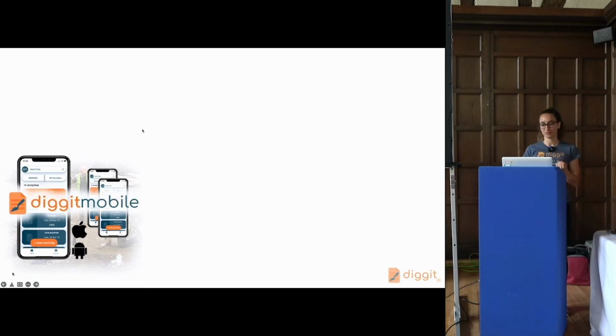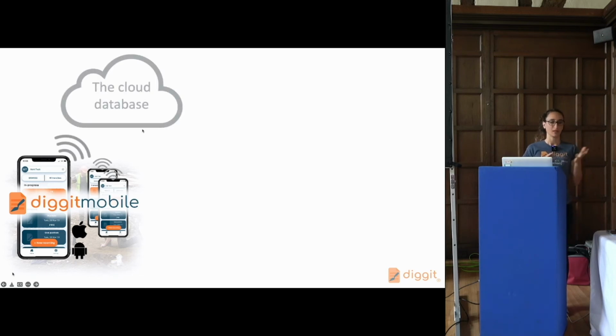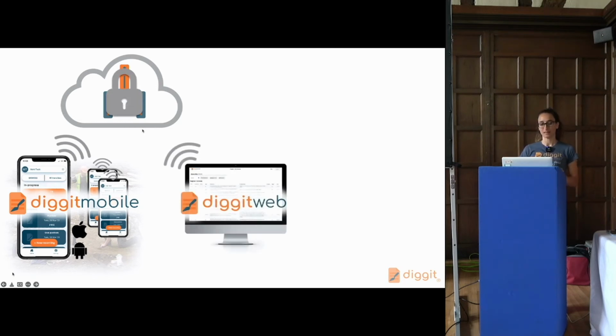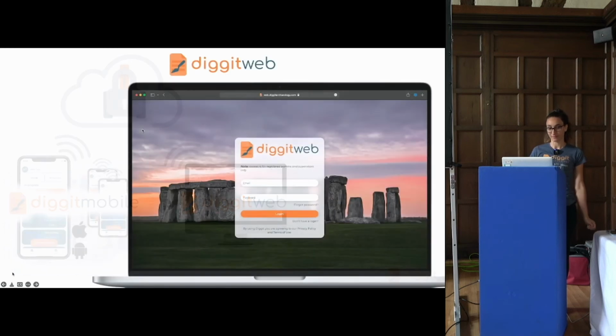Now, when connectivity is restored, so either you have internet on site, or you come back to your accommodation or your office and you've got Wi-Fi, the devices instantaneously sync with the cloud, and there the data is backed up on 3 different servers located in 3 different geographical areas. So the data is kept secure, and it syncs with Diggitweb as well for exploring and exporting your live site data. So let's have a look at Diggitweb now.